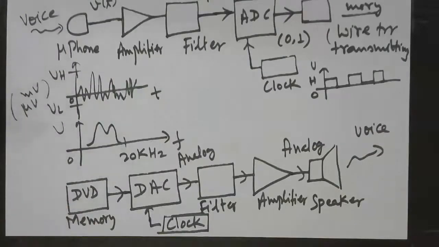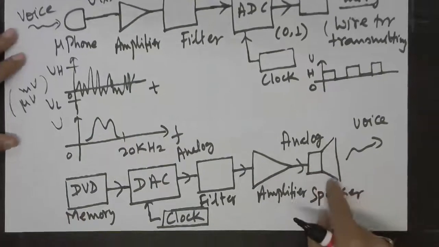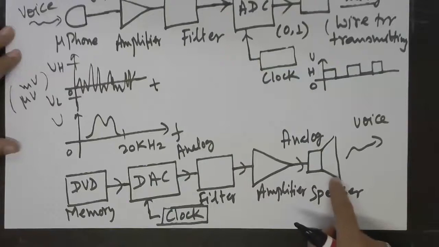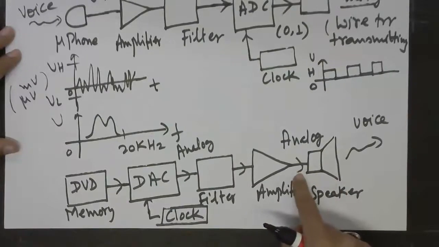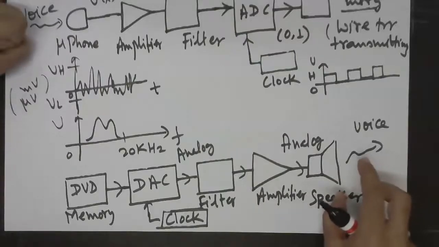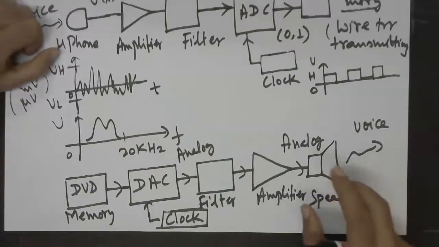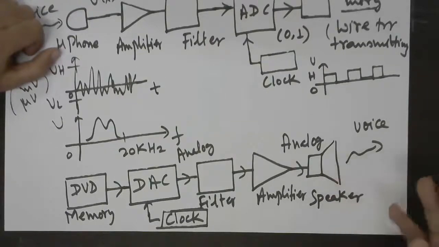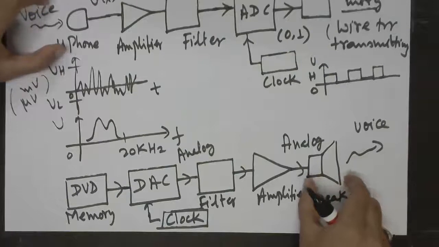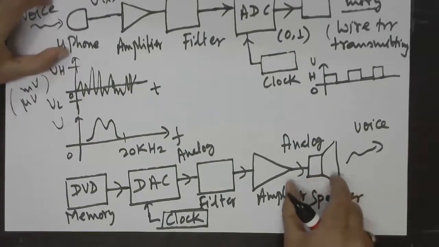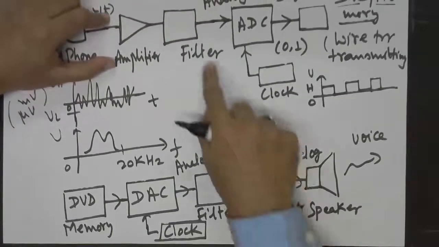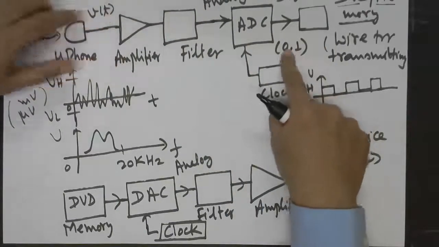Right. So we will always have analog, and ultimately when it is reproduced for our use, that time also again it has to be analog. So when the signal is picked from the real life and processed, and finally it is produced for use in the real life, at both the ends it has to be analog. So that is why analog systems will always exist, and in between there will be digital system.